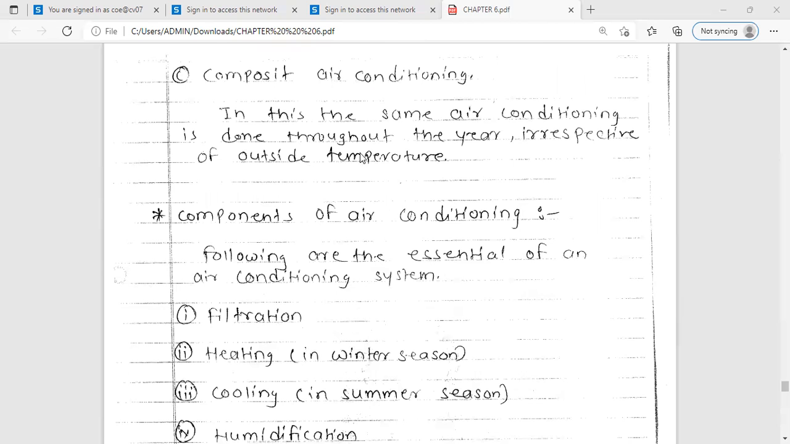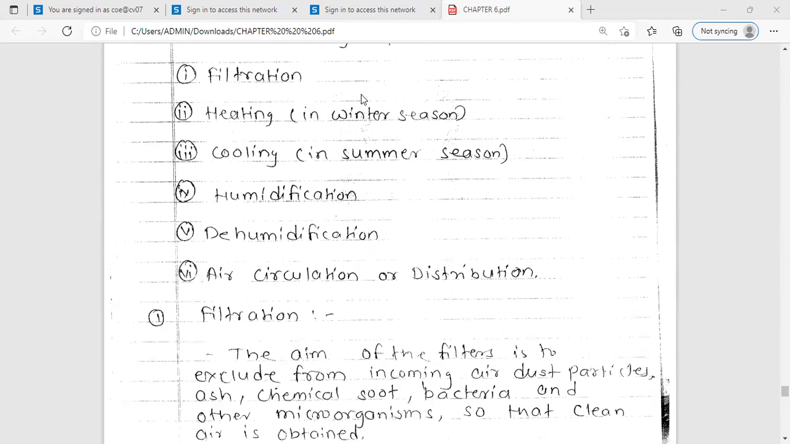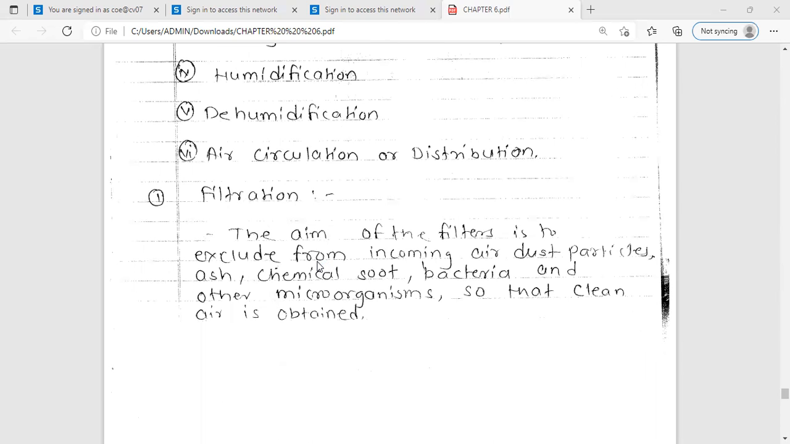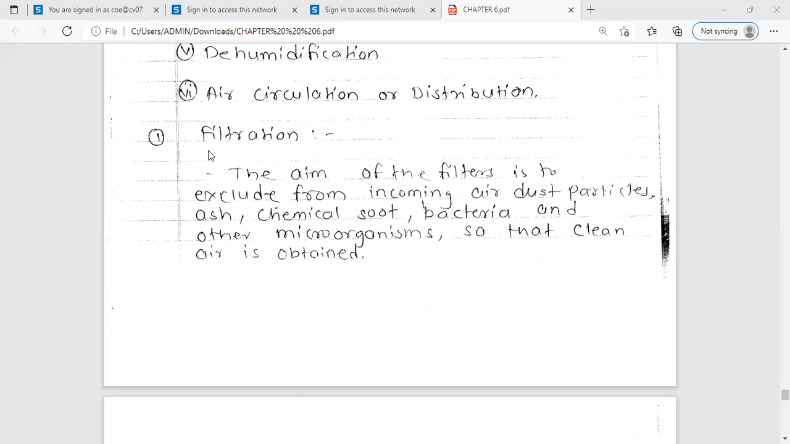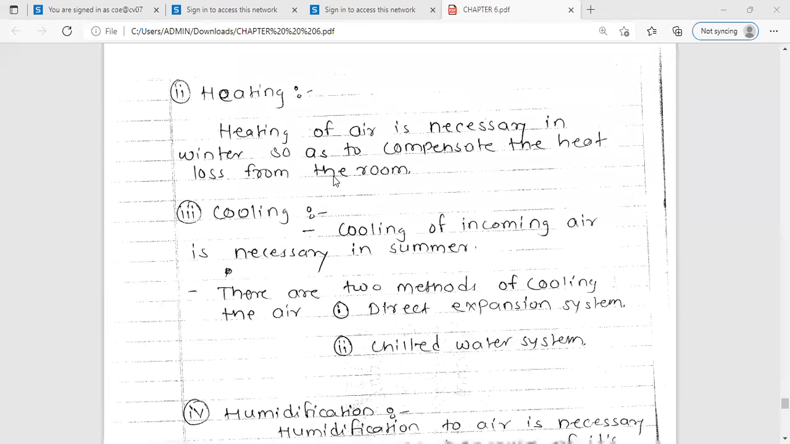Okay, the different components we have already discussed: filtration, heating, cooling, humidification, dehumidification, and air circulation, that is the distribution part. Okay, filtration. The aim of the filter is to exclude from incoming air dust particles, ash, chemicals, soot, bacteria, and other microorganisms, so that clean air is obtained. For that purpose, filtration is required.